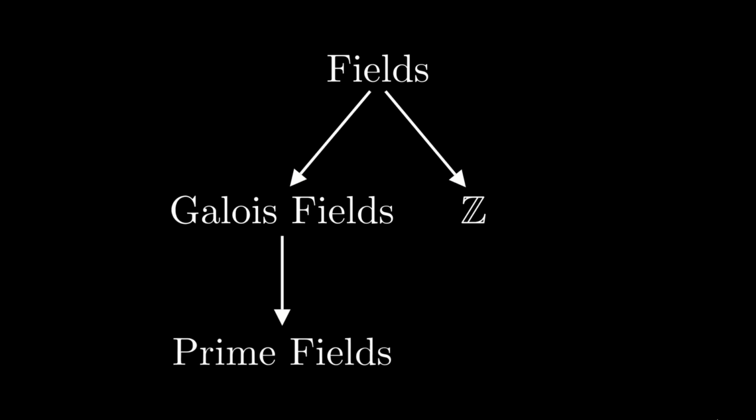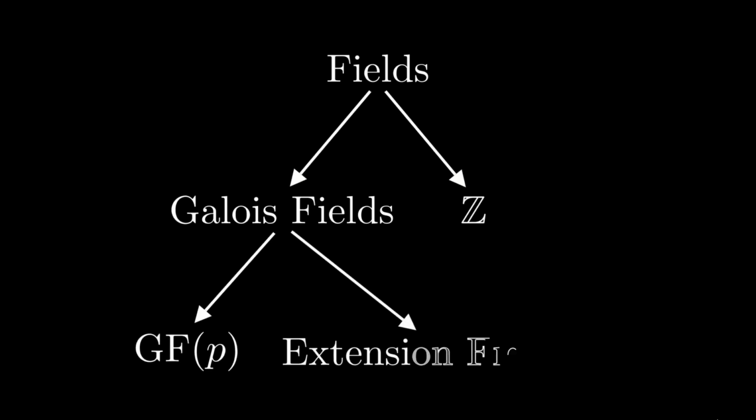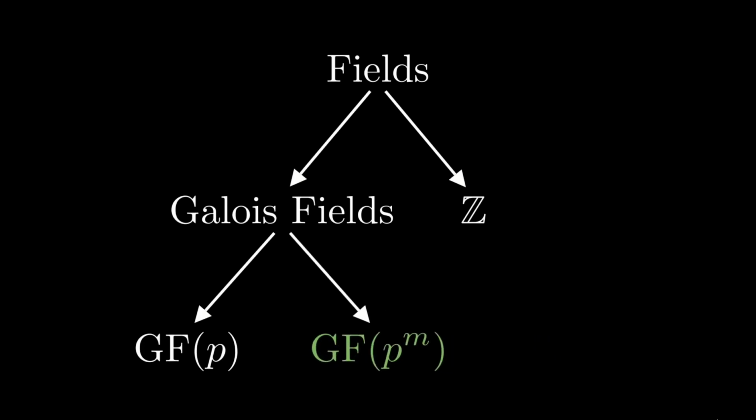We write them like GFP because they're finite fields with a prime number of elements. We don't want that. What we want are extension fields. And these can have a prime number to some power of elements. So instead of having just 2 elements, which represents a single bit, we can have 2 to the 3 elements, which would represent 3 bits.